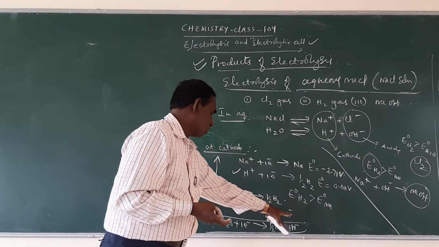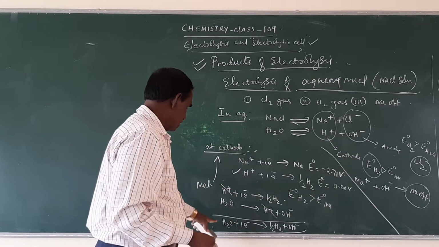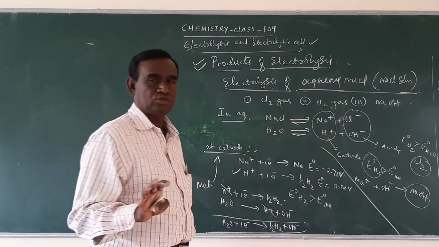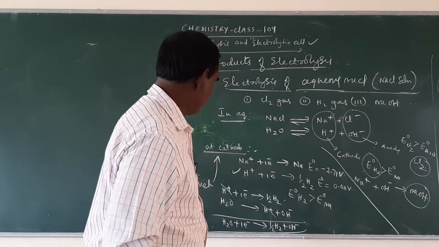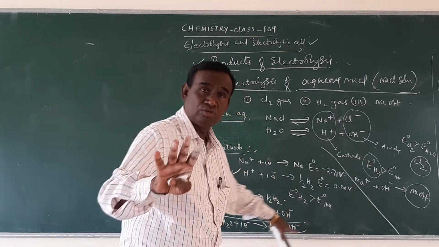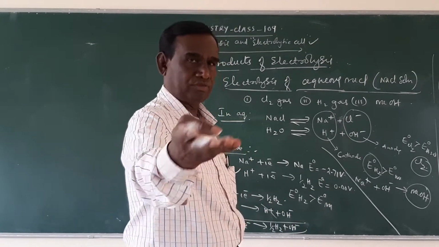H2O gives H+ and OH minus. H+ cancels. H2O plus 1 electron gives half H2 plus OH minus. Therefore at the cathode you will get hydrogen gas, and OH minus will remain as it is. Let me come to the point afterwards.